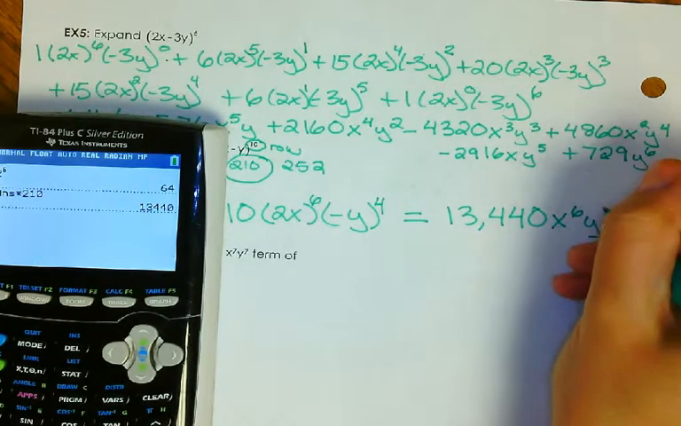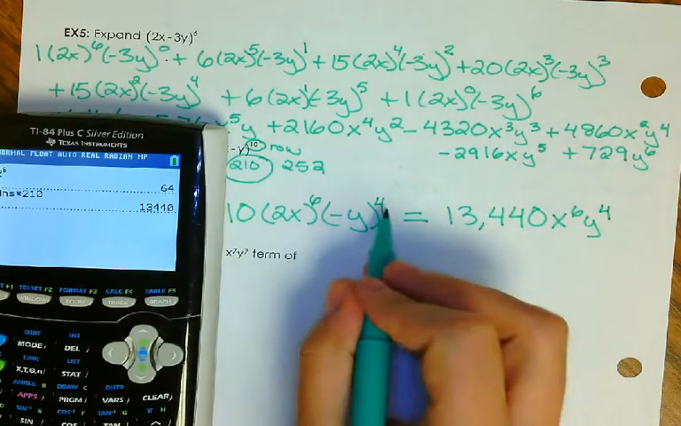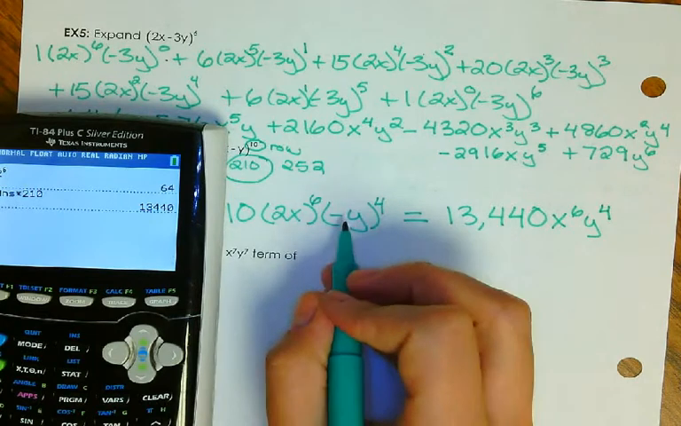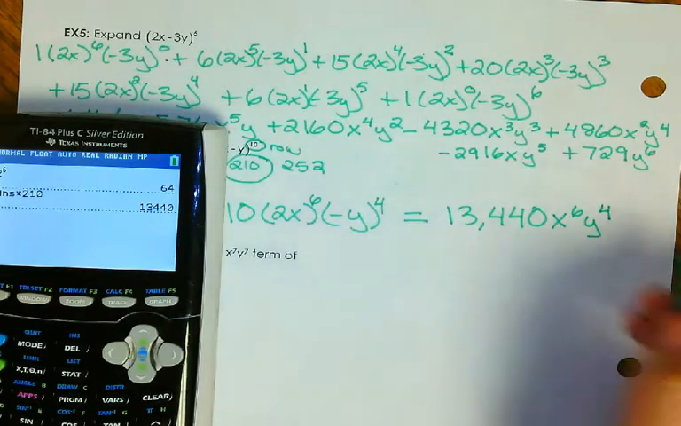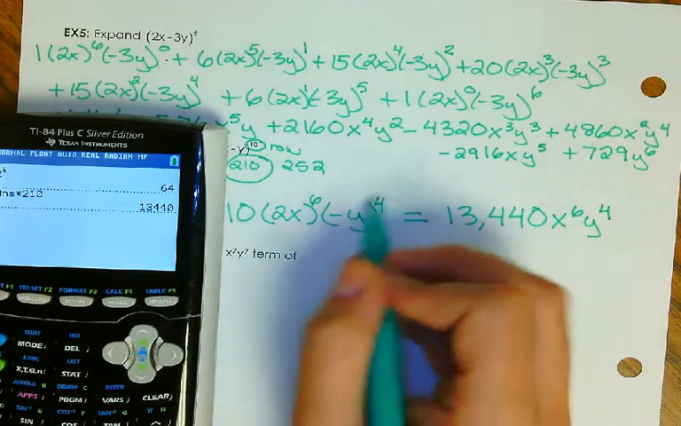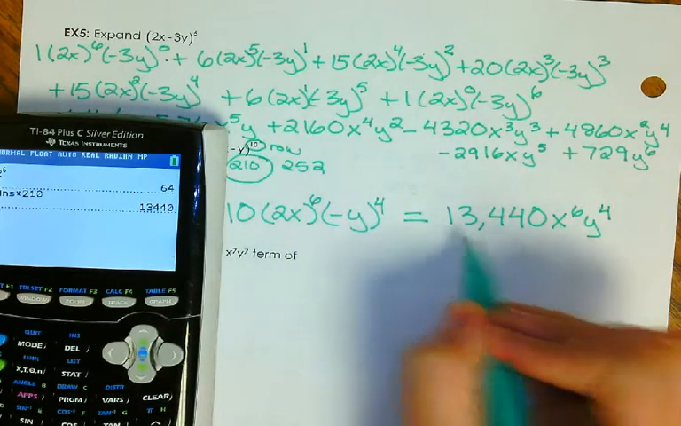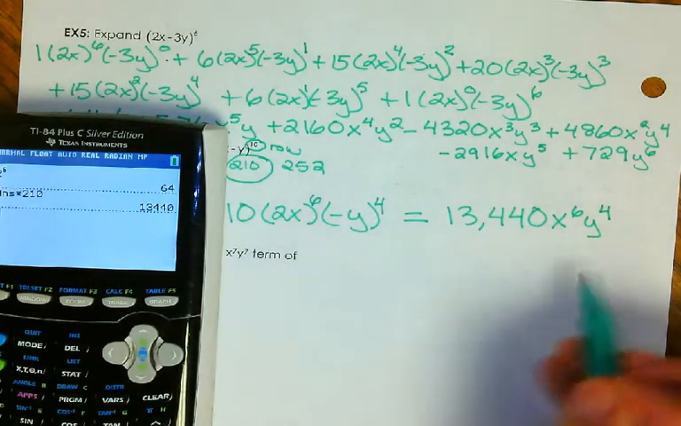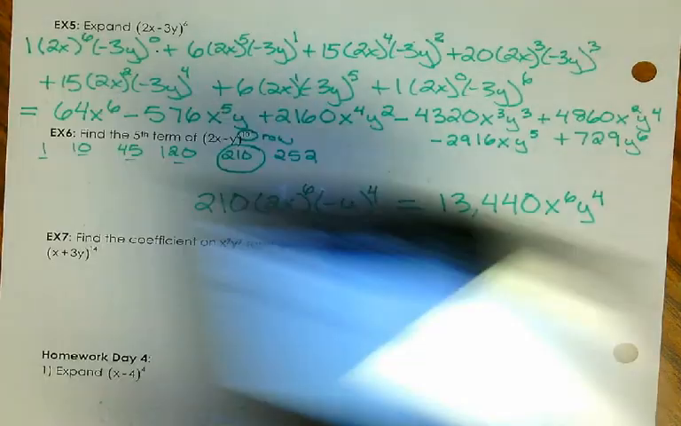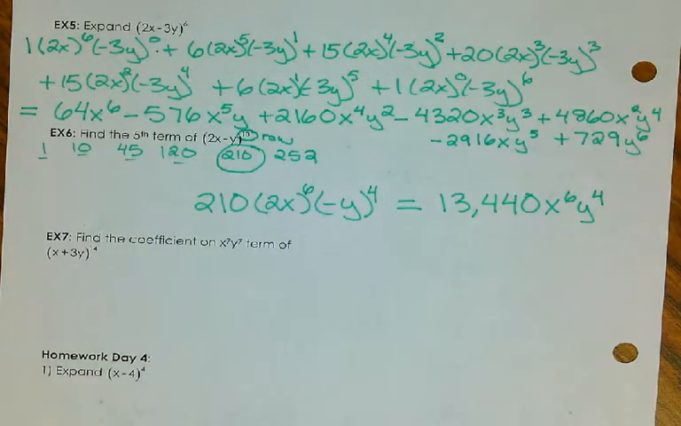y to the 4th. Notice that this is a negative 1 to the 4th power, so it just becomes a positive 1. So that's why this one's not negative. If this was an odd power here, then there would have been a negative I had to deal with. So that would be my answer there. Almost done, just one more example.